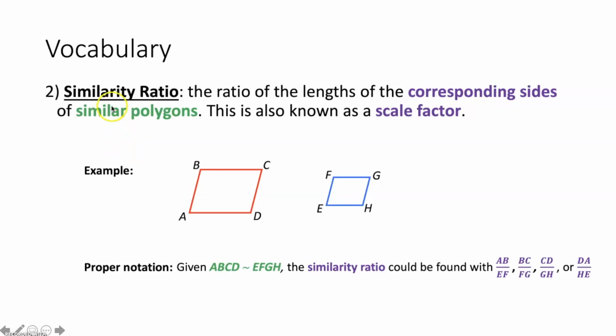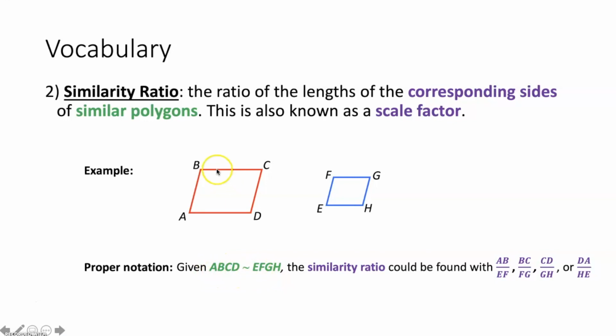The next vocabulary term is a similarity ratio. That would be the ratio of the lengths of the corresponding sides of a polygon. This is also known as a scale factor. So when given two similar polygons, like these two similar quadrilaterals here, ABCD and EFGH, if you want to create a similarity ratio, you just create a ratio of their corresponding sides. So the measure of segment AB over the measure of segment EF, that ratio would be considered a similarity ratio. And we know that these two sides correspond with one another because of this similarity statement right here.